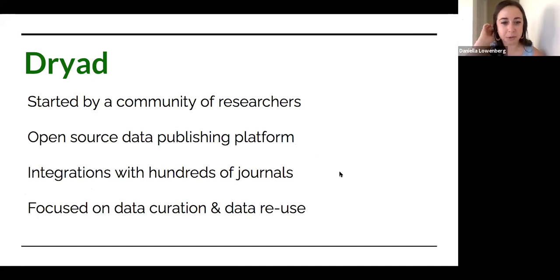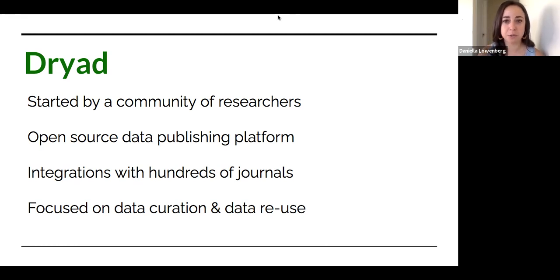So for those who may be familiar or not so familiar, Dryad was started by a community of researchers in 2009 who wanted a place specifically for their data to be curated and preserved and archived, and especially connected to journals. And so Dryad is an open source data publishing platform that focuses on data curation, best practices for data. We have integrations with hundreds of journals, and I've worked with many journals and societies, some I see who are on the call today. And we're really focused on the dissemination of data and data reuse.